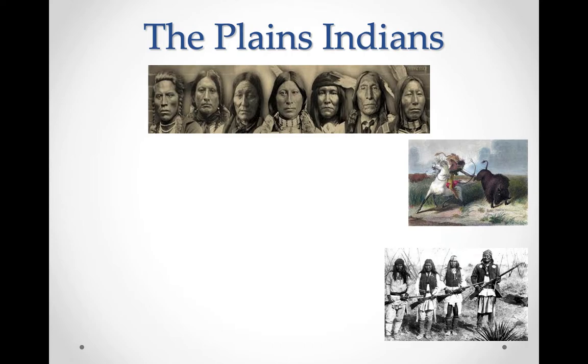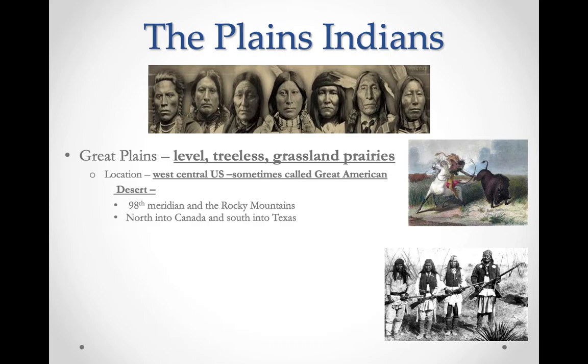Prior to westward expansion, much of the west of the United States was inhabited by Native Americans. One of the largest groups of Native Americans was the Plains Indians. These Native Americans inhabited the region known as the Great Plains, which goes from the 98th meridian to the Rocky Mountains, and from the current day border of Canada all the way down into Texas.